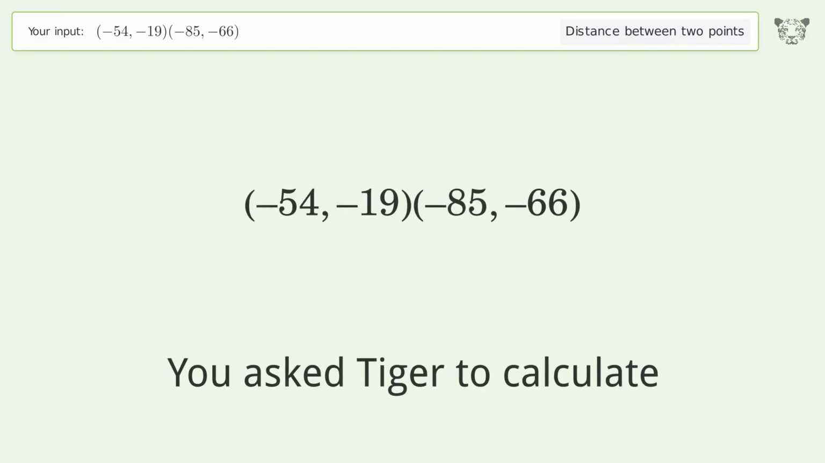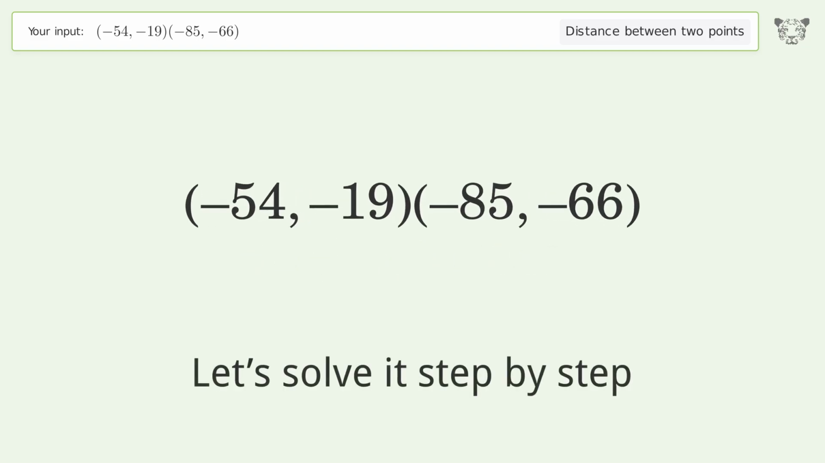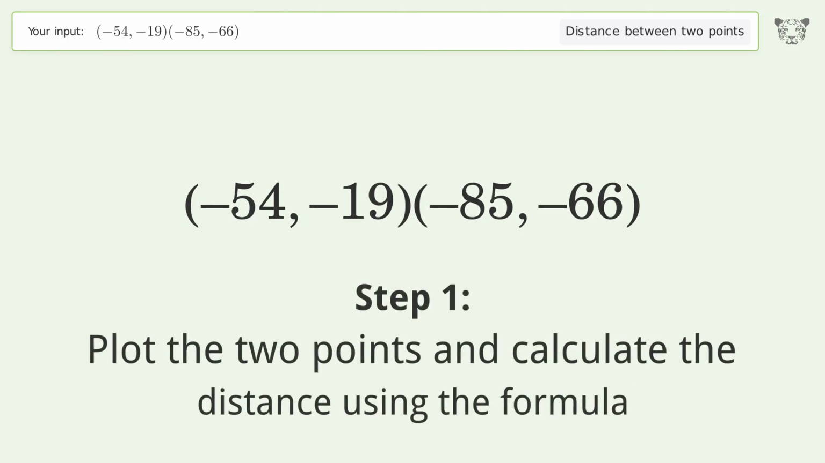You ask Tiger to calculate. This deals with the distance between 2 points. The distance between the 2 points is the square root of 3170, or 56.303. Let's solve it step by step. Plot the 2 points and calculate the distance using the formula.